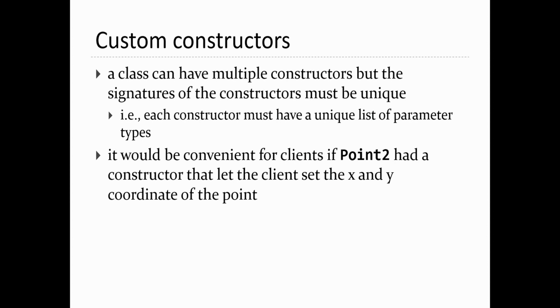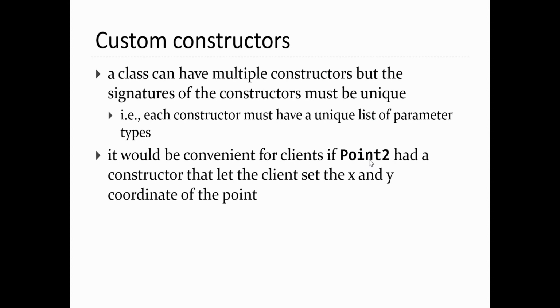It's the same thing for a constructor. The signature of a constructor is the name of the constructor plus the types in its parameter list. So the signatures must be unique. In other words, the constructors all have to have a unique list of parameter types, because all constructors have the same name.